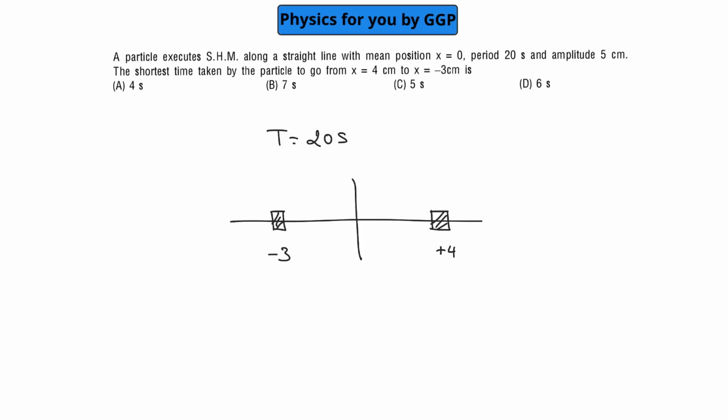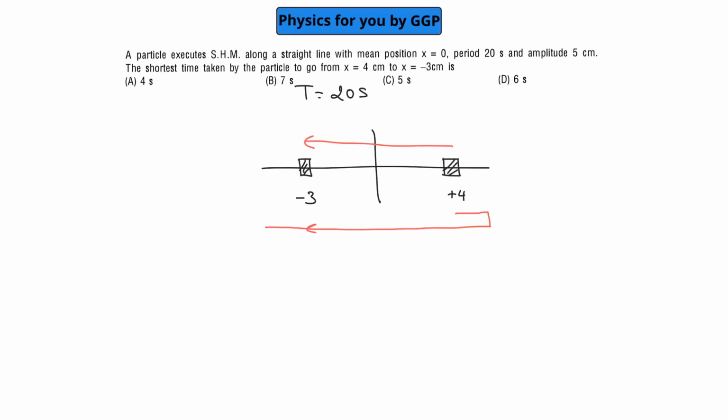One is if the particle is moving towards the right, it can move from plus 4 to the extreme position, then it can come back to the negative side, then it can move to minus 3. Or another possibility is if it is already moving toward the mean position, then it is moving from plus 4 to minus 3. So in this situation we can say that it is taking the minimum time. So we can find out the time taken by the particle to move from 4 to 0.